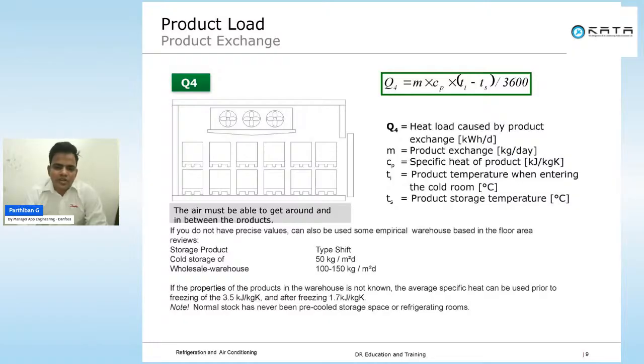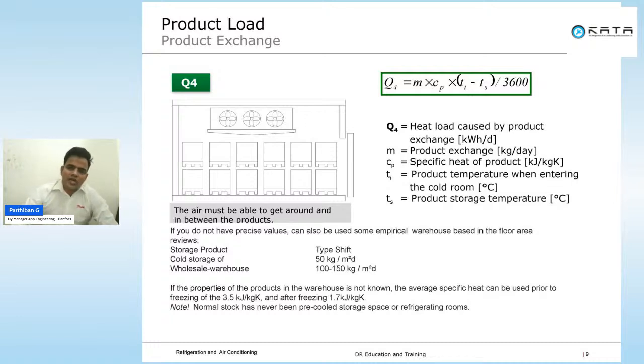This will give you the product exchange load. But in addition to the load, when we are designing a cold storage, we should make sure that the air circulation is proper for all the products. Air must be able to get around and in between the products. If we don't have proper air circulation across the product area, the temperature maintenance will not be the same. You will have different temperatures at different areas of the cold storage, and there will be damage to the products. So air circulation also should be proper.